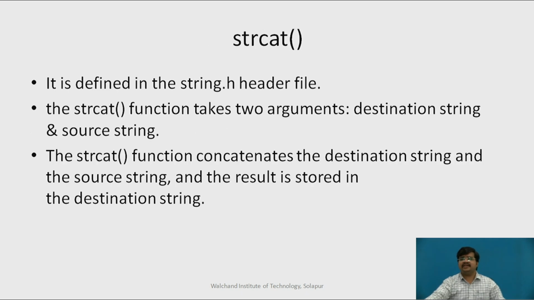The next function is strcat. It is defined in the string.h header file. The strcat function takes two arguments. The first is the destination string and the second is the source string. The string concatenation function concatenates the destination string and the source string, and the result is stored in the destination string.